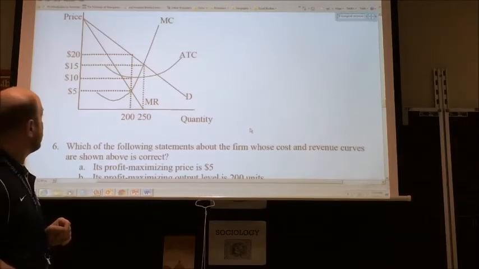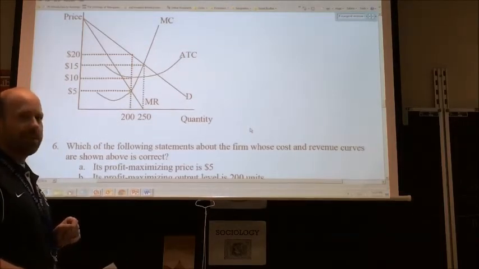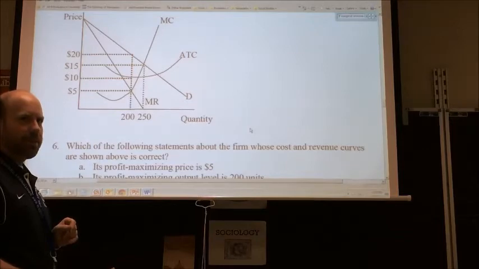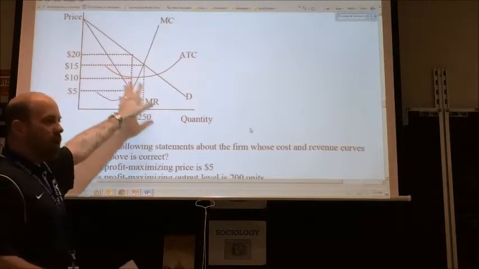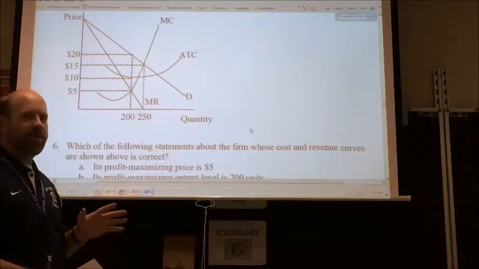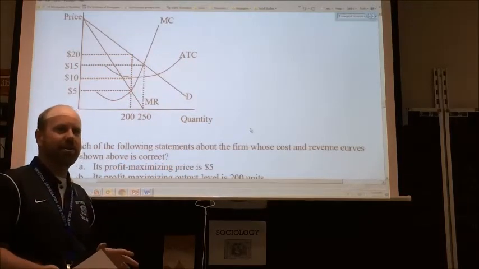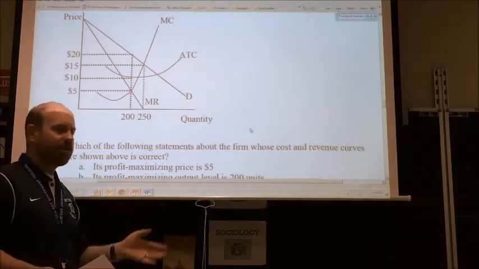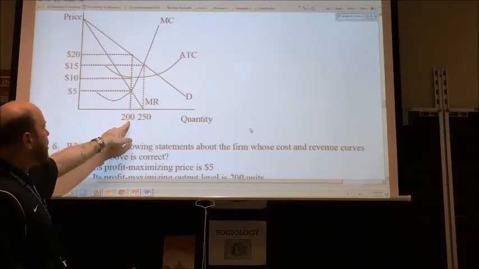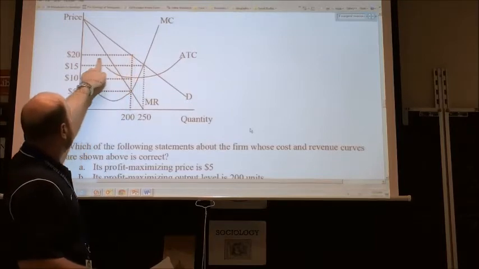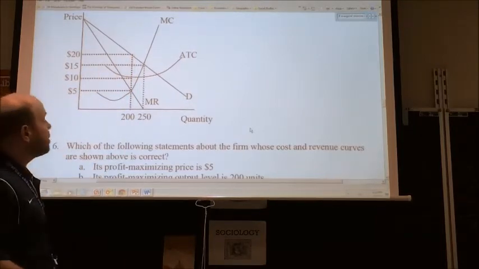No, $20. We're going to go up to the demand curve. Because remember, what is the demand curve? It's the combination of all the prices and quantities for whatever they produce. So if the X value on the demand curve is 200 right there, then we know that the Y value, the price, is going to be $20.